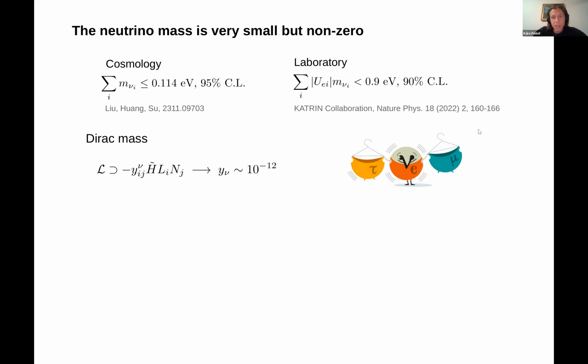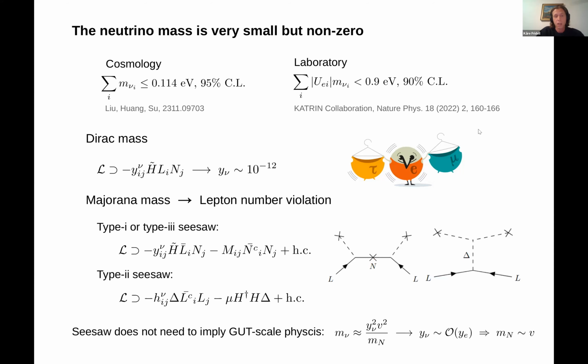And if it gets its mass like the other fermions in the standard model via a Dirac term, then this Yukawa coupling has to be on the order of 10 to the minus 12, which is, of course, very small. The smallest standard model coupling is the electron Yukawa, which is at 10 to the minus 6. So there are many orders of magnitude difference. So for this reason and others, it's also interesting to consider the alternative, which is Majorana mass for the neutrino, which would imply lepton number violation at some scale.